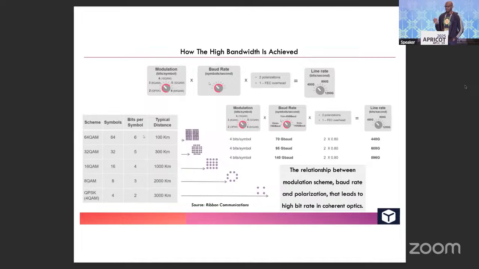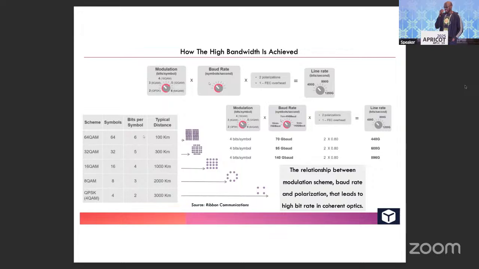the modulation, and then you take the baud rate or the symbol rate. You multiply that also with the polarization, which we said is the X and Y axis. You take off about 20% to 35% of FEC overhead, and you achieve your bit rate that way. So any combination of modulation, symbol rate, and polarization, you can come out with a certain amount of capacity for a given amount of distance.